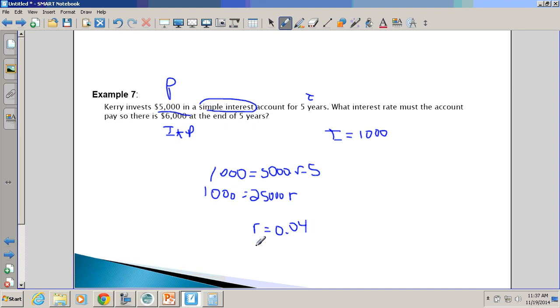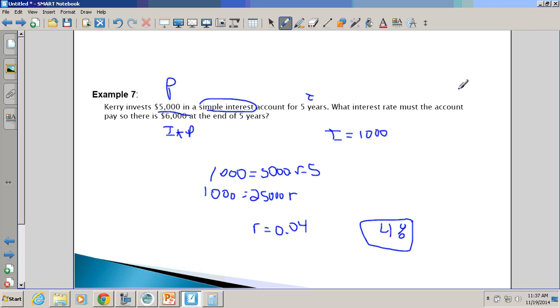But rate is given as a percent. So I have to convert this back to a percent. So this time I'm moving it to the right 2 places, which gives me 4%. So the account has to have 4% in order for me to get $1,000 extra, so that my account has $6,000 in it at the end of 5 years.